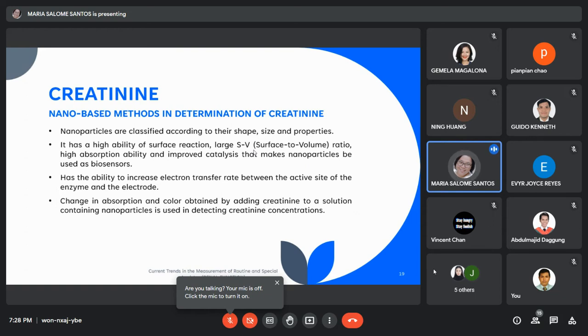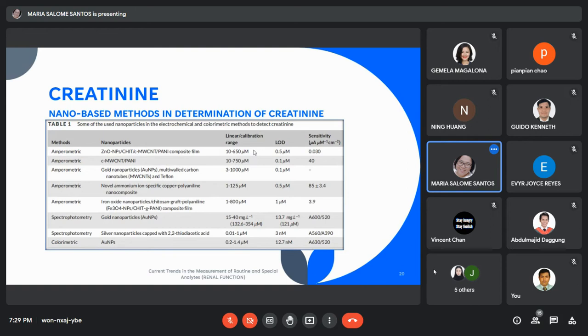It also has the ability to increase electron transfer rate between the active site and the enzyme and the electrode. Also, change in absorption and color obtained by adding creatinine to a solution containing nanoparticles is used in detecting creatinine concentrations. So the table here are some of the commonly used nanoparticles in electrochemical and colorimetric methods for creatinine determination.